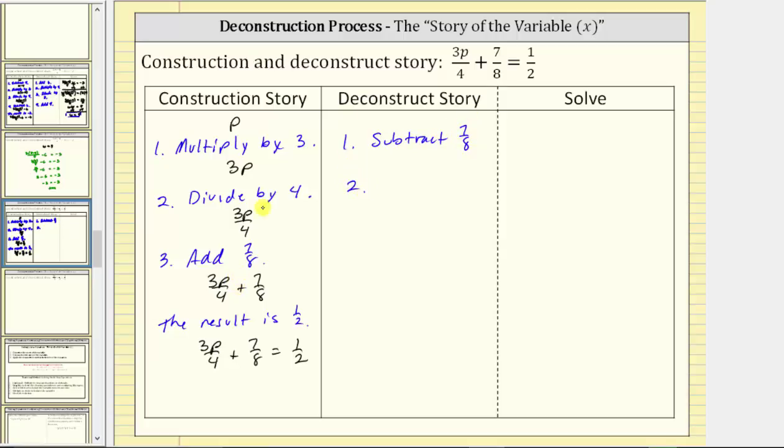The previous step in the construction story was divide by 4. To undo dividing by 4, or the opposite operation of dividing by 4, is to multiply by 4, which is the second step of the deconstruct story. The first step in the construction story is multiply by 3. The operation that will undo multiplying by 3 is to divide by 3, which gives us the last step in the deconstruct story.